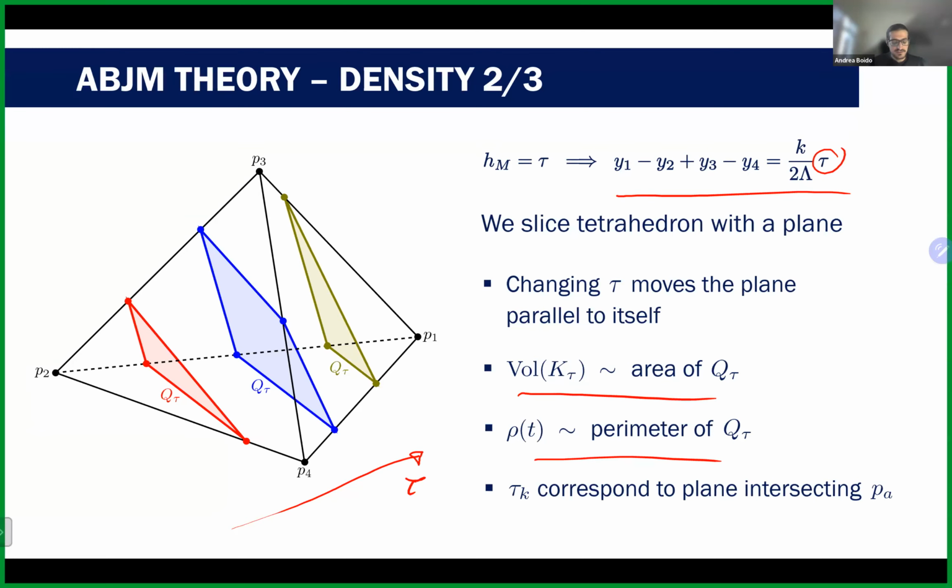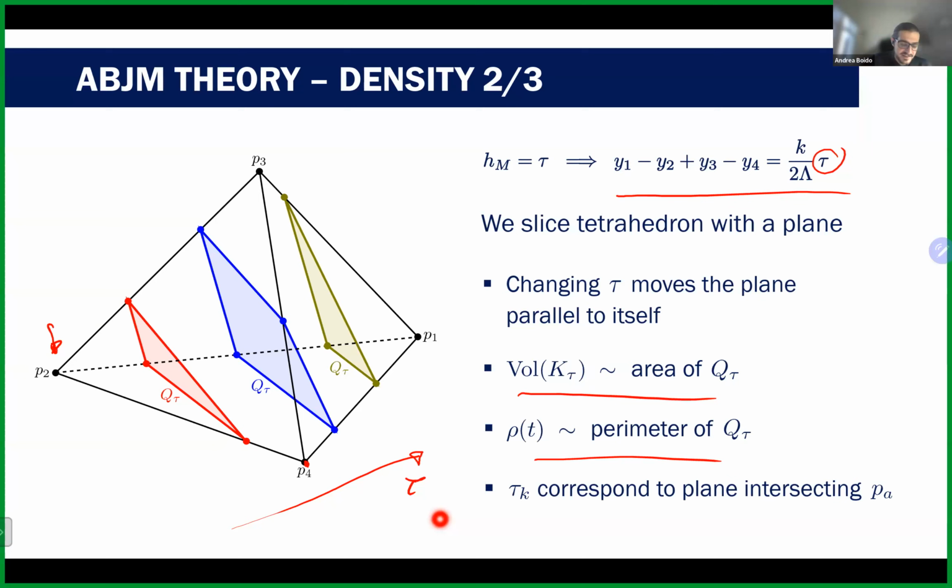Okay, so you can see from this picture that you start from when the plane is identified by imposing the moment map to be equal to tau. You start when this plane is on P2, let's say, and then you can start moving towards the right. It will identify a triangle. Then at some point, this plane will touch P4. The point identified there will split and this Q tau will become a quadrilateral.